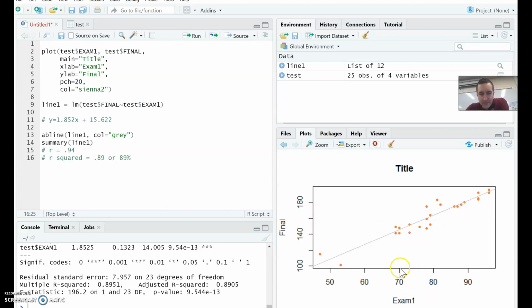Like it can kind of predict, I guess, how do I want to say this? Exam 1 can pretty much predict 89% of the variability of how the final exam will score. So it's not fully responsible, a full 100%, but there's such a strong correlation that it's a great predictor of your final.